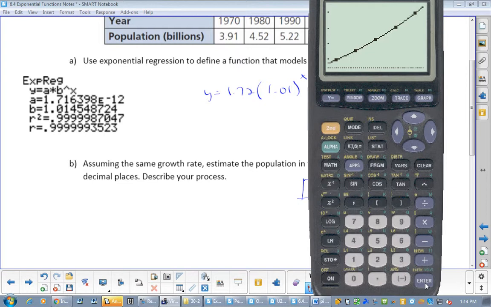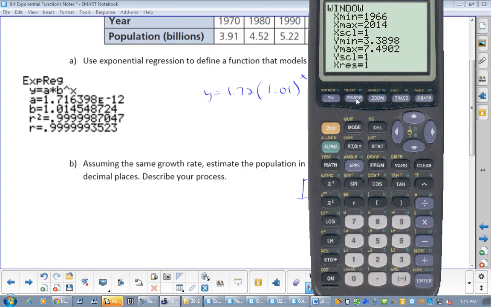Now, if you hit trace, make sure you hit the up arrow after, and then my x value, which is what? 2020. Okay, and I get that. Why? It's out of the window. Okay. So 2014 is the greatest my window is at. So make it 2050 or something. Great minds think alike. Trace. Oops, still graphing. Trace up. 2020.